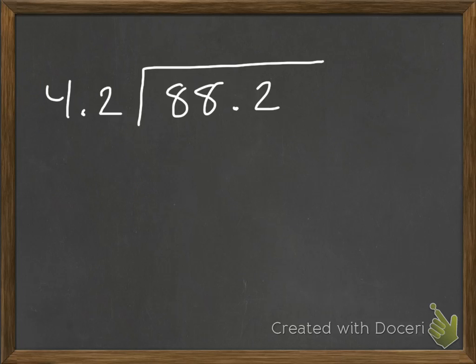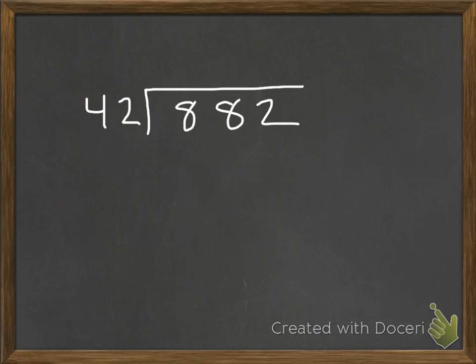So we have 88.2 divided by 4.2. First thing we have to do is move our decimal over one place here, and then we have to move this one place to the right as well. So our new problem will be 882 divided by 42.